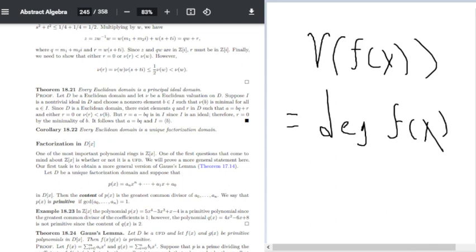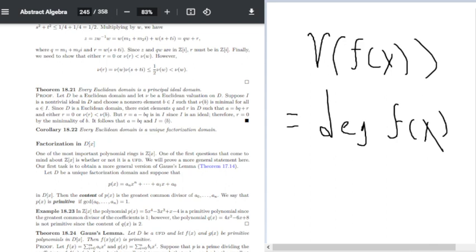Since D is a Euclidean domain, there exist elements q and r in D such that a is equal to bq plus r, and either r is equal to 0 or ν of r is less than ν of b. But r is equal to a minus bq, which is in I since I is an ideal. Therefore, r is equal to 0 by the minimality of b. It follows that a is equal to bq and I is equal to the principal ideal generated by b. And as such, every Euclidean domain is a principal ideal domain.